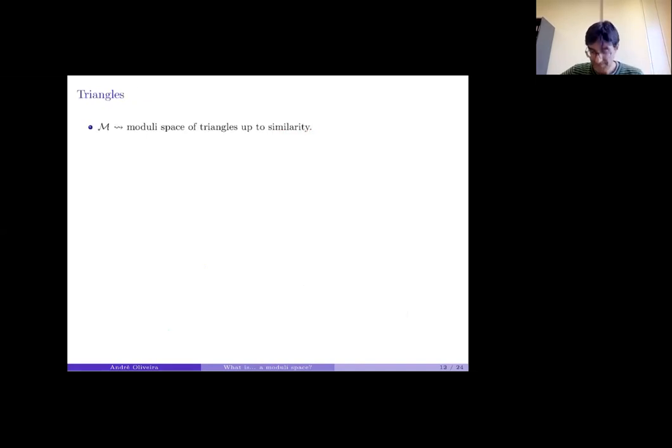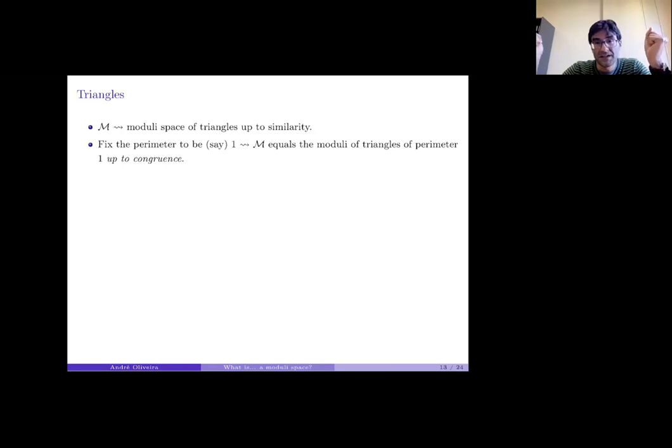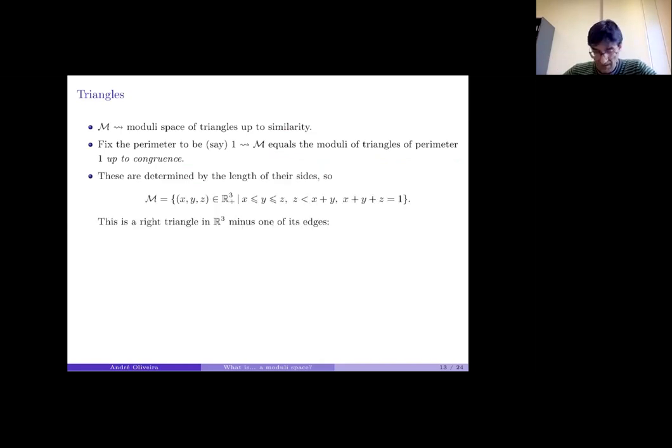Another example. So the moduli space of triangles up to similarity, okay? Let's consider the moduli space of triangles up to similarity. Since I'm considering up to similarity, I can shrink them or enlarge them. Let's fix the perimeter to be one, let's say. And so what we are really considering is the moduli space of triangles of perimeter one, and now up to congruence. So how do I define a triangle up to congruence of this perimeter one?